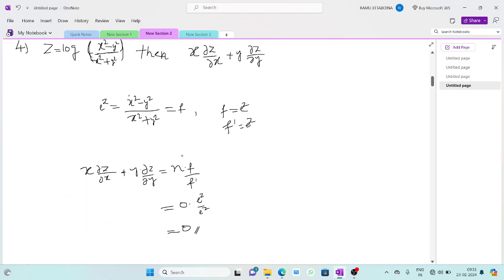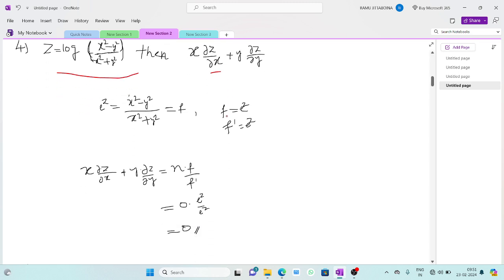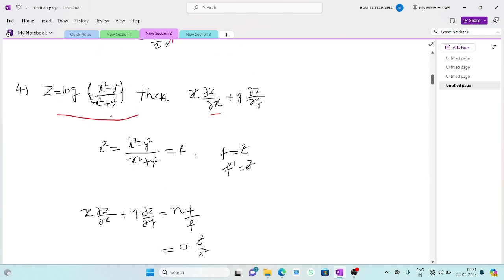The question is: z is equal to log of x square minus y square divided by x square plus y square, then x del z by del x plus y del z by del y. I just consider this function. Taking log to the left-hand side, I get e power z, and I equate it with the function f. So I take f as e power z here, not this function.